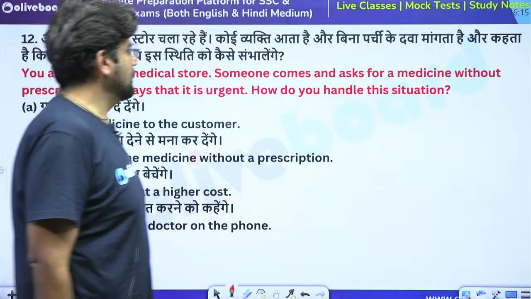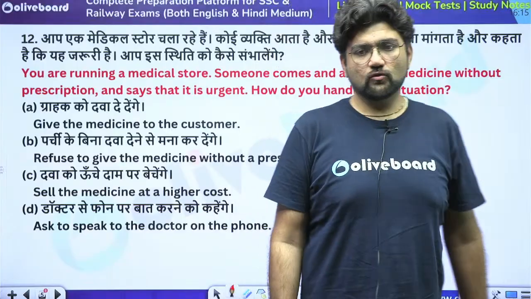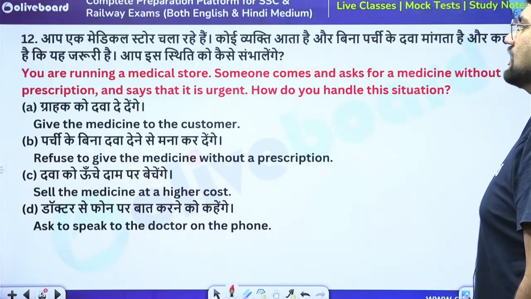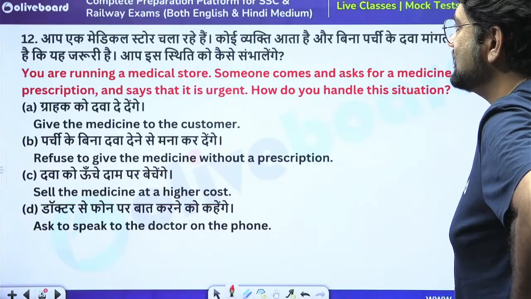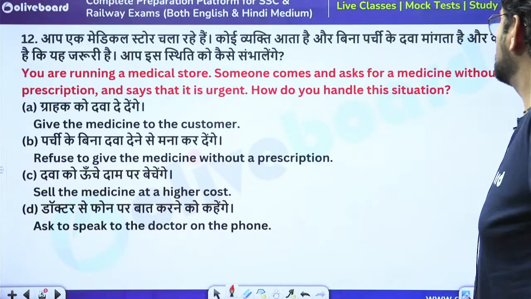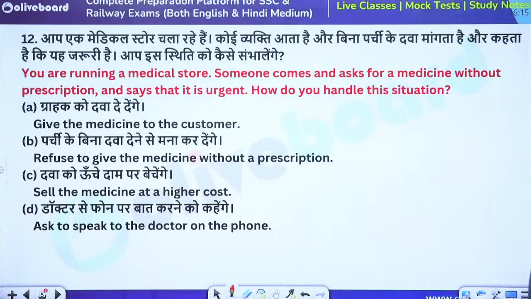Next one. Social and emotional intelligence. You are running a medical store, someone comes and asks for a medicine without prescription and says that it is urgent. How do you handle this situation? You give the medicine to the customer, you refuse to give the medicine without a prescription, you sell the medicine at a higher cost, or you ask to speak to the doctor on the phone.